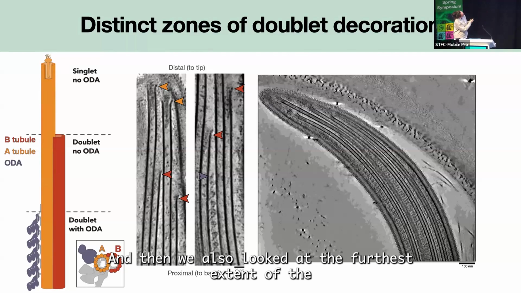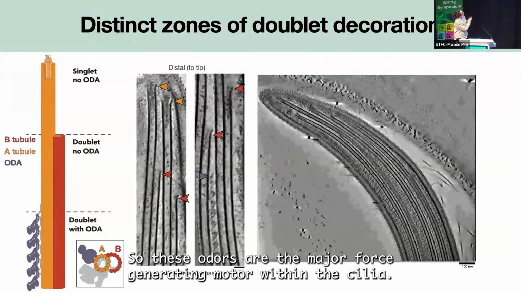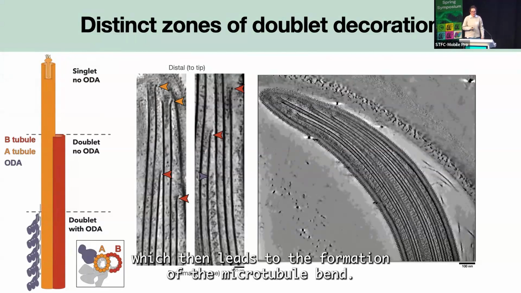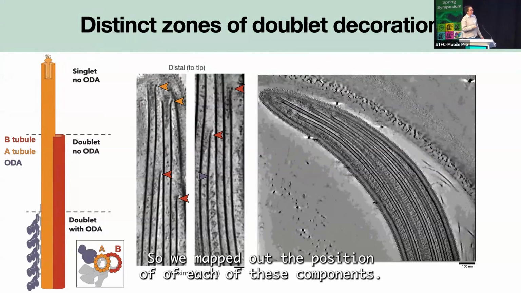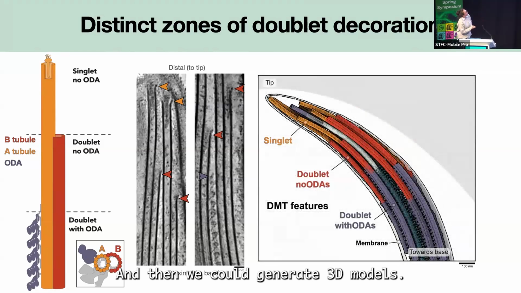And then we also looked at the furthest extent of the decoration of these outer dynein arms. These are the major force-generating motor within the cilia, and they're actually what power the sliding between the two microtubules, which then leads to the formation of the microtubule bend. So we mapped out the position of each of these components, and then we could generate 3D models.